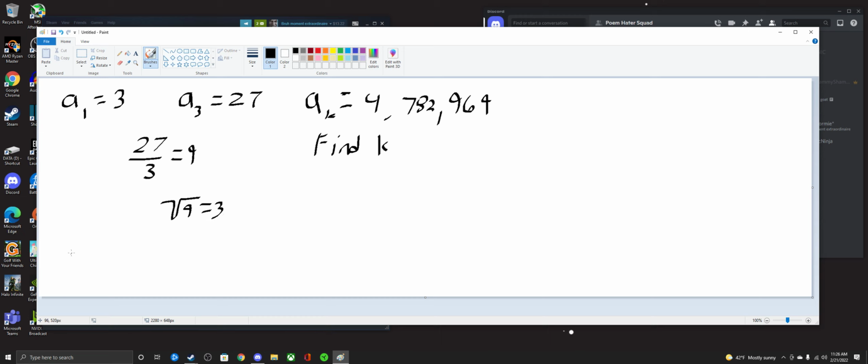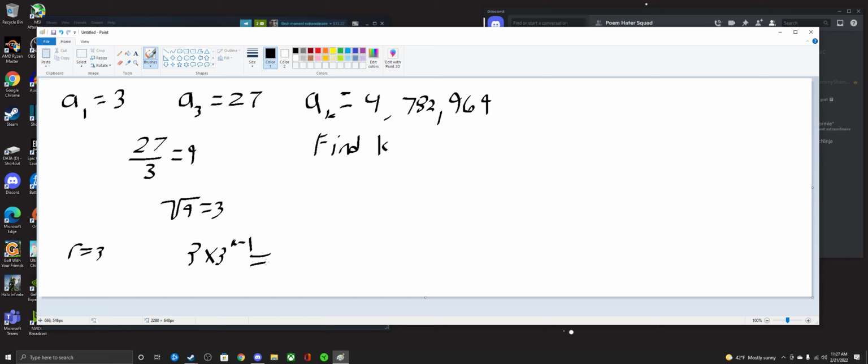So we know that the ratio now is 3, and of course we can check that. 3 times 3 is 9, 9 times 3 is 27, and that would correspond to the third term, so the ratio is in fact 3. Next, now we know our ratio, and we know our first term. We can plug that into the equation I had earlier, so we have 3 times 3, our ratio, raised to the power of k minus 1.